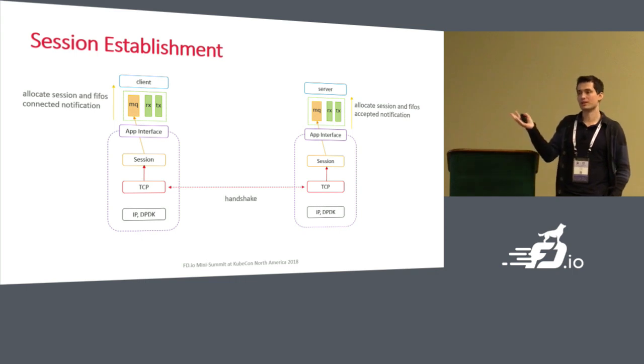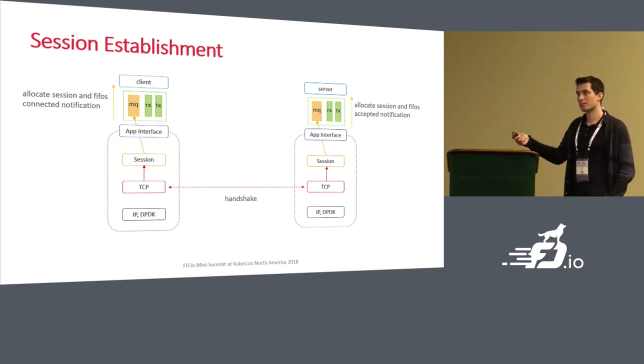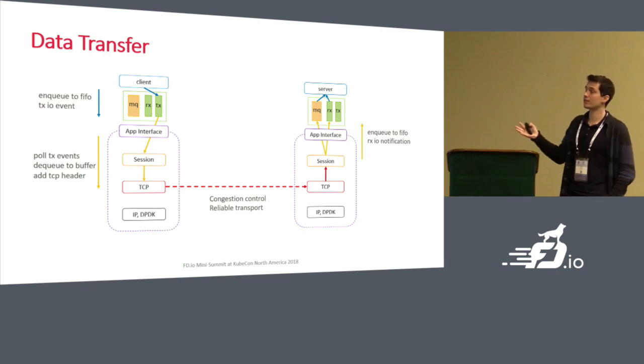The two TCP peers do the handshake. Both of them notify their session layers that the handshake has succeeded, a new connection is available, and now the session layer allocates the actual session objects, allocates the fifos for those sessions, and they notify their server and client applications that a new connection has been accepted. And once this establishment phase is completed, we can switch to the data transfer phase.